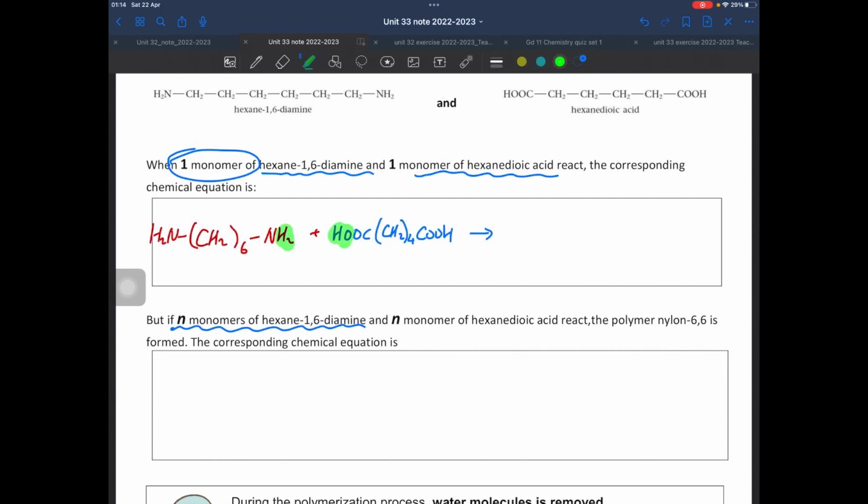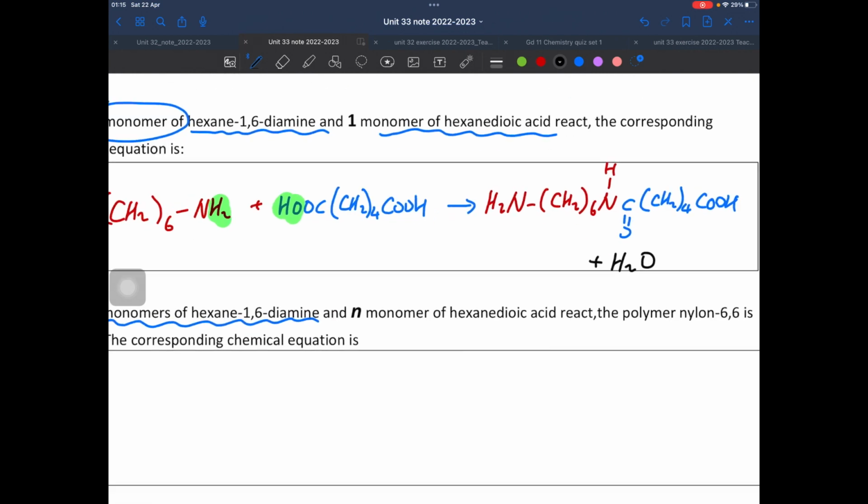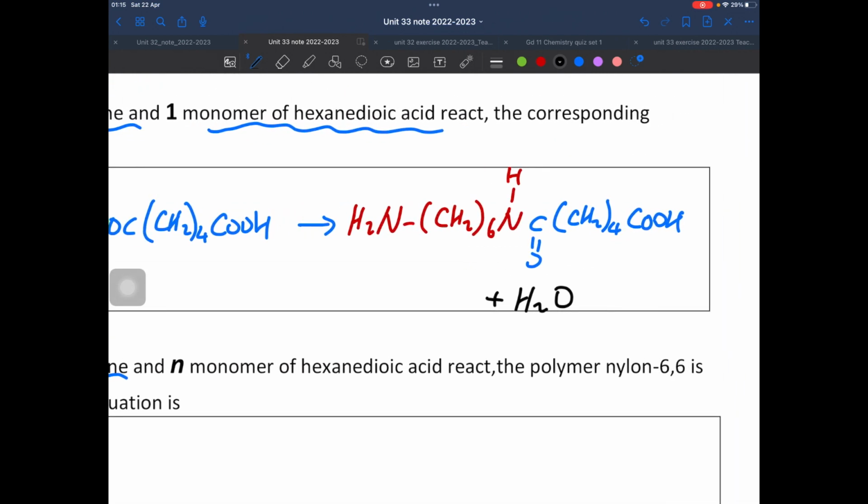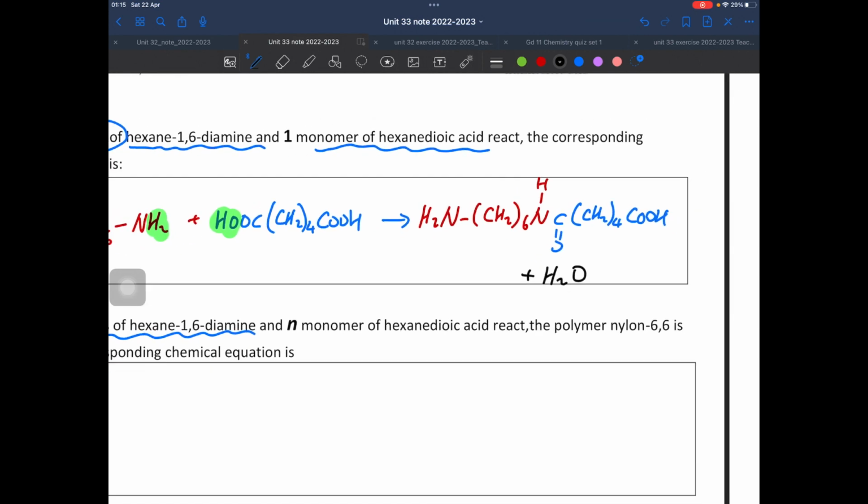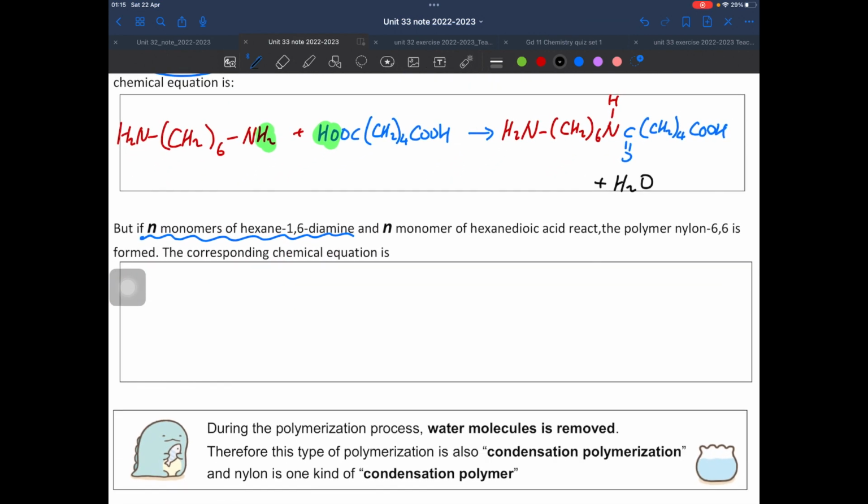Here shows the hydrogen from the amine and the OH from the carboxylic acid will combine to form a water molecule, and the two monomers now connect. To simplify the case, I draw the NH and C=O bond here to let you understand how the bonding is formed. It doesn't matter which one is pointing upward and which one is pointing downward, it's okay.